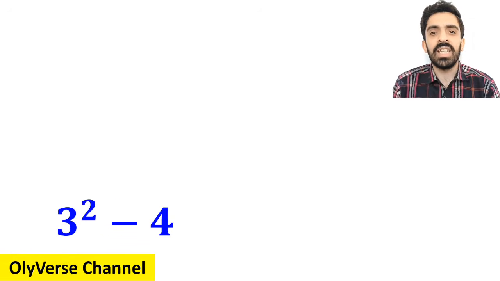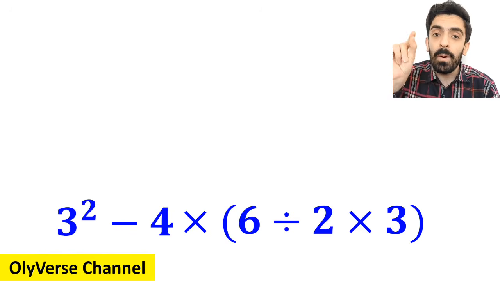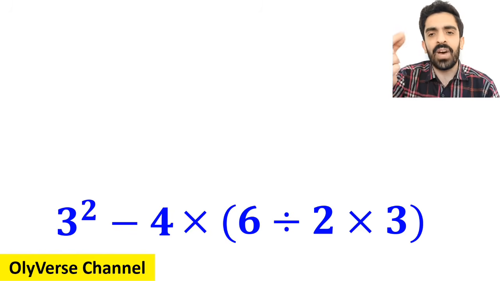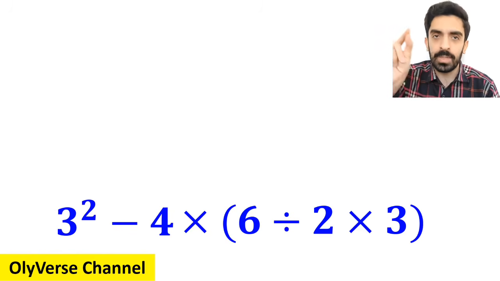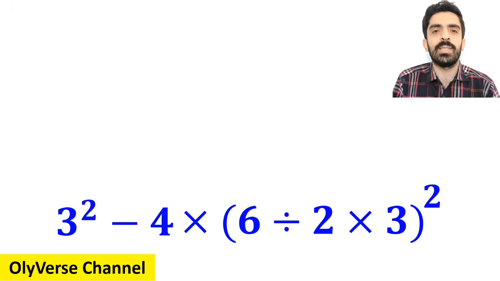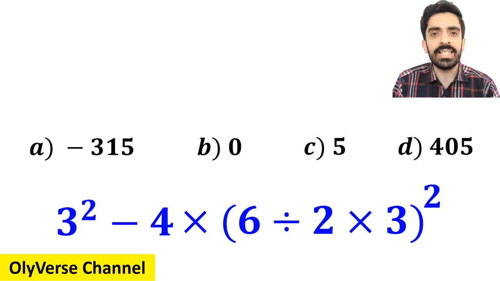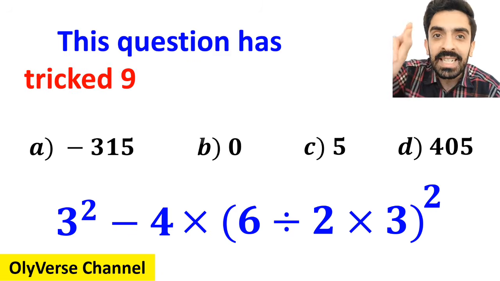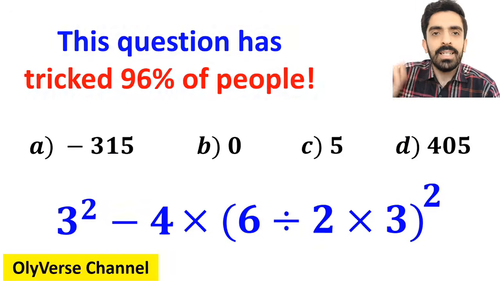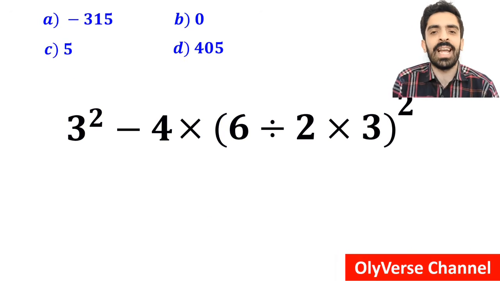What is the value of the expression 3 to the power of 2 minus 4 multiplied by (6 divided by 2 times 3) all squared? Which option do you think is the correct answer to this question? This expression has tricked 96% of people. Let's go step by step and solve it together.